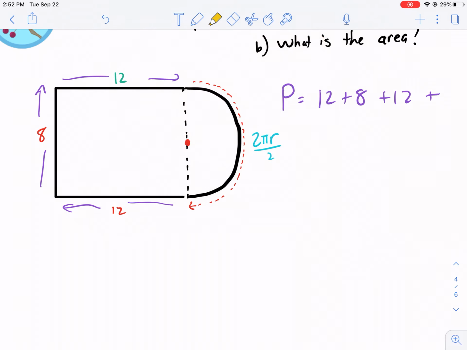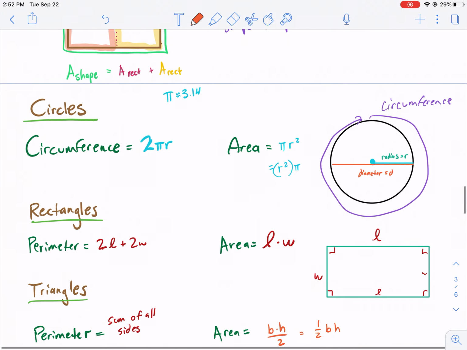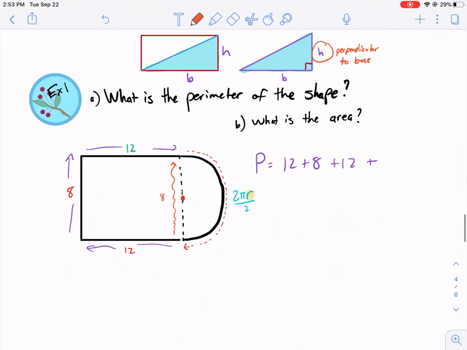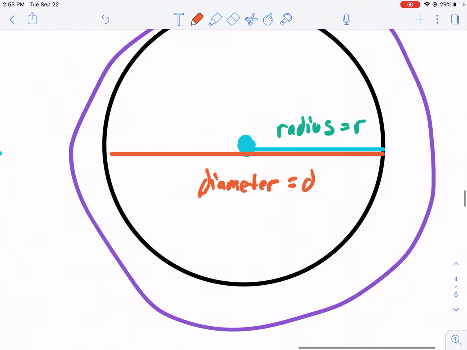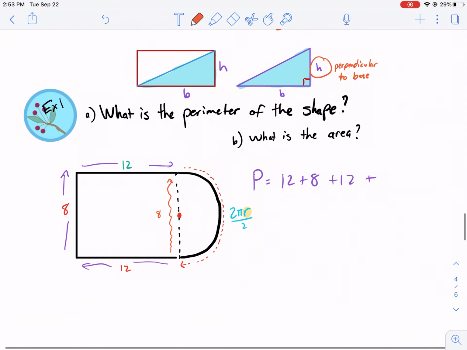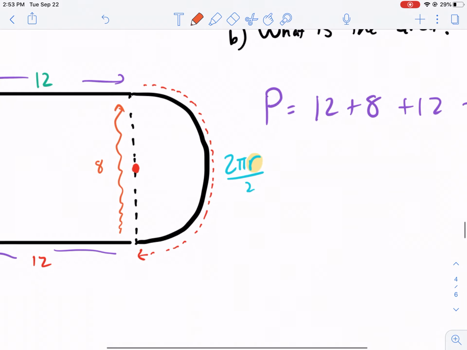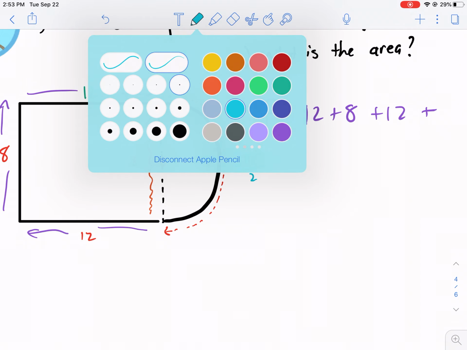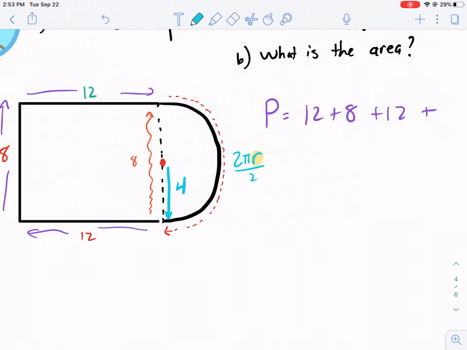If this whole distance is 8, well, the radius is always half the diameter, because the diameter goes all the way across the circle. A radius starts from the center and goes to the edge. I don't know why I did such a disservice to the circles, but please forgive me. So our radius here is half of 8, which is 4.